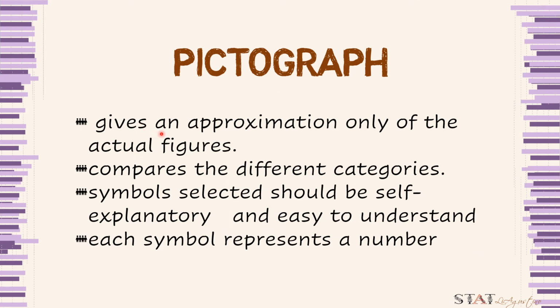So it gives an approximation only of the actual figures, compares the different categories, and symbols selected should be self-explanatory and easy to understand. So each symbol represents a number. For example, one cow is equivalent to 10,000. So that's how they use the pictograph.